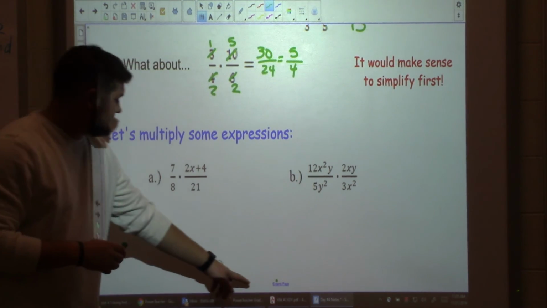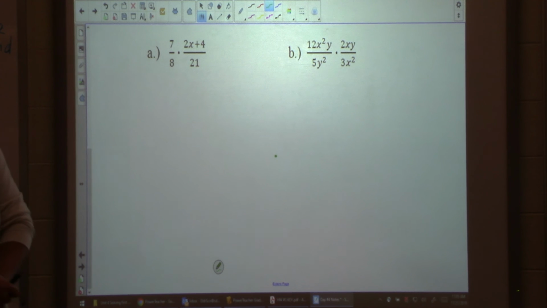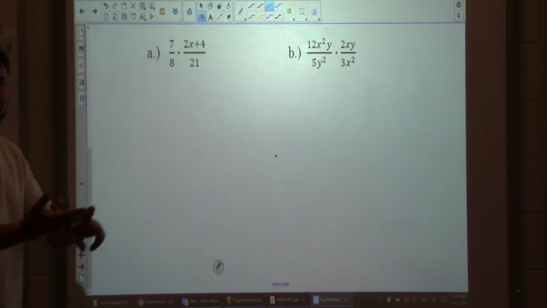7 over 8 times 2x plus 4 over 21. Now, before we can simplify, right, we did simplifying yesterday. What was our first step? What did we do first? Factor first, right? So I'm going to say it a million times today. Factor first, then simplify, then multiply.